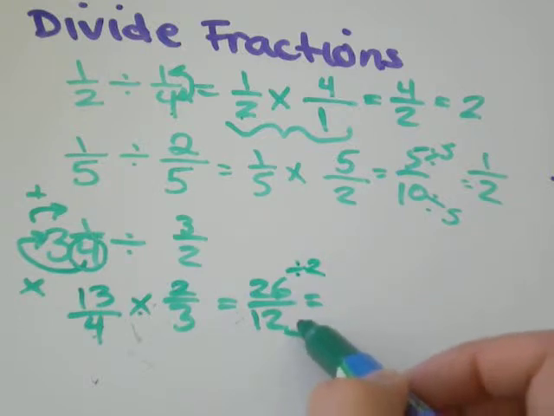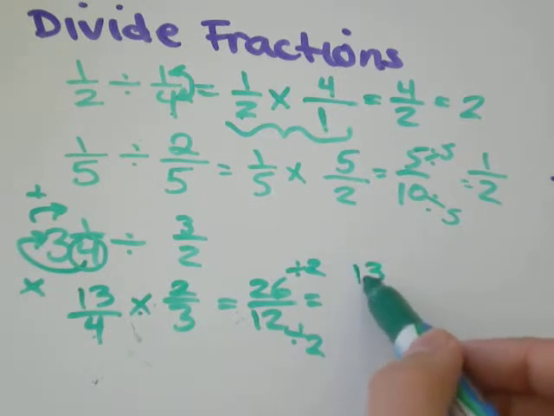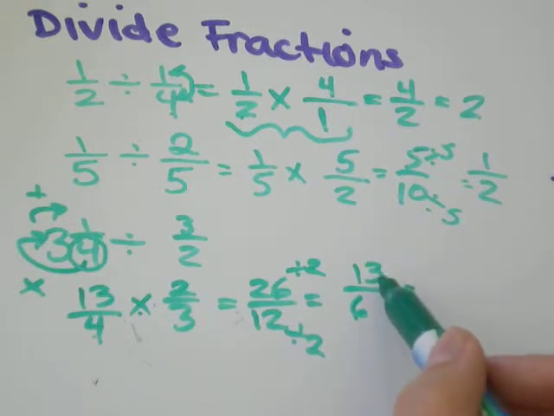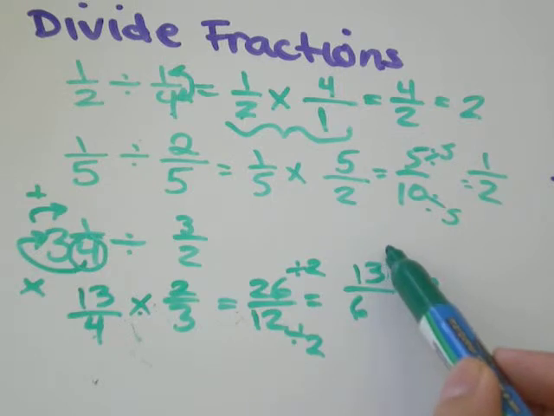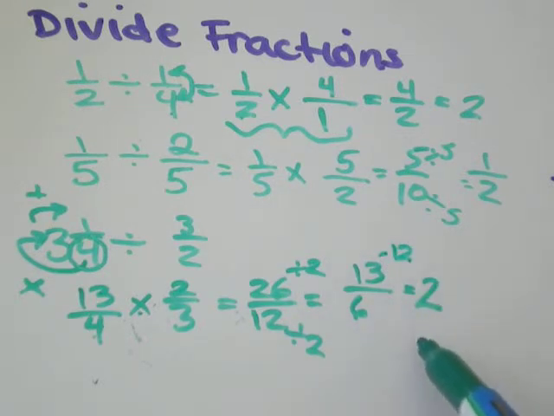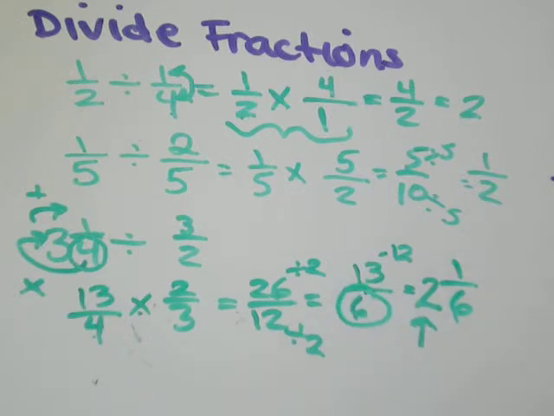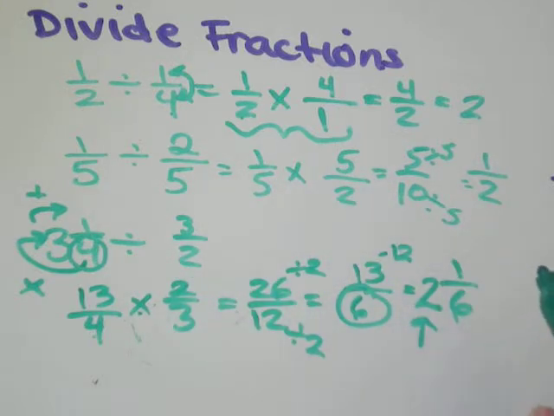Let's divide top and bottom by 2 because 26 and 12 are both even numbers. 26 divided by 2 would be 13. 12 divided by 2 would be 6. And now we think, how many times can 6 fit evenly into 13? It can fit in evenly twice, because 6 times 2 is 12. So we took away 12 from the 13 to make the whole number 2. So what's left over would be 13 minus 12, which would be 1, over the same denominator you had in the question. So we would get 3 1/4 divided by 3 over 2 is equal to 2 and 1 over 6.